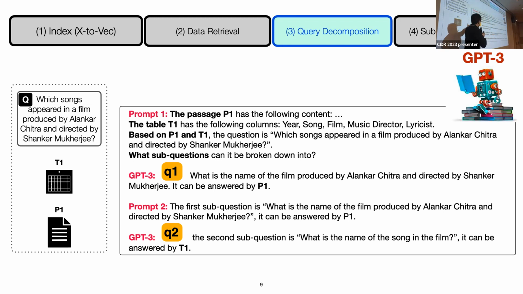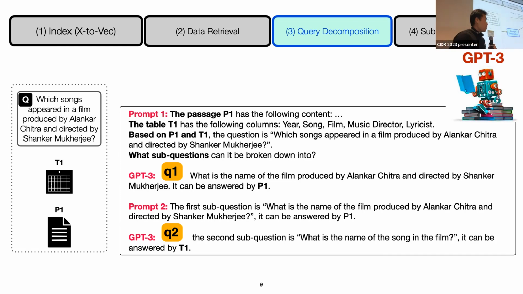What we did is we generated prompts, the questions to GPT-3, and basically it's a template prompt. We have the serialized text data and serialized table information, and then we ask questions based on the text and the table. Here's the question from the user, which asks about a film with this producer name and director name. So we asked GPT-3 how to break down this query into subqueries. GPT-3 gives the first subquery, and then we keep asking, and GPT-3 gives the following question until it terminates.